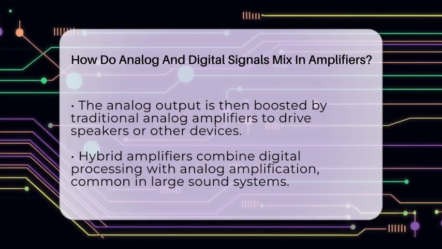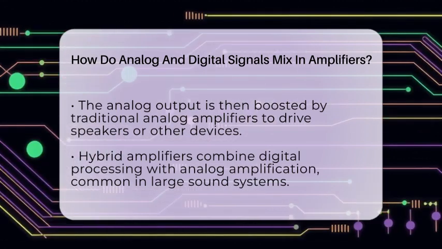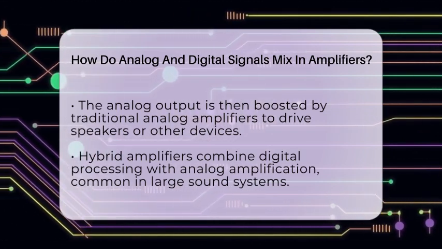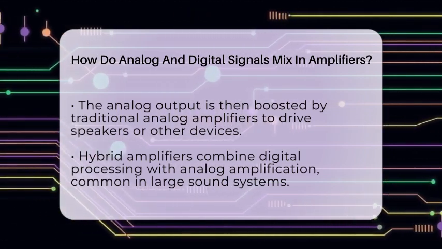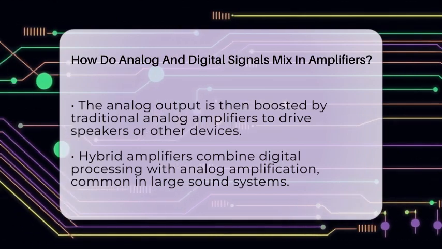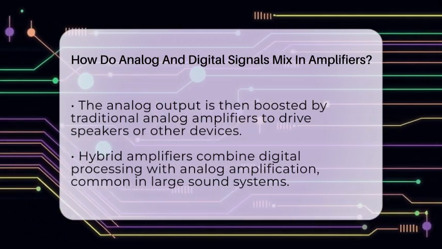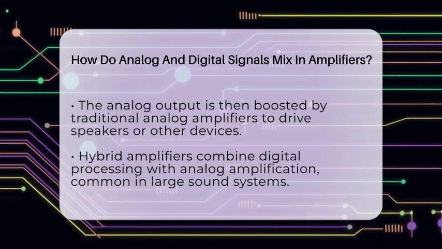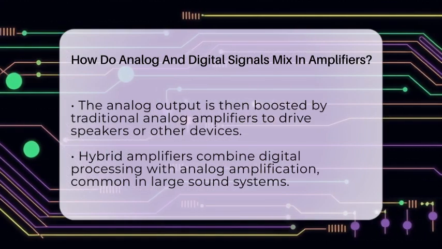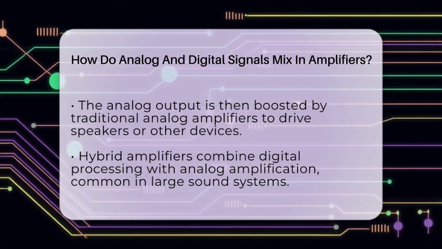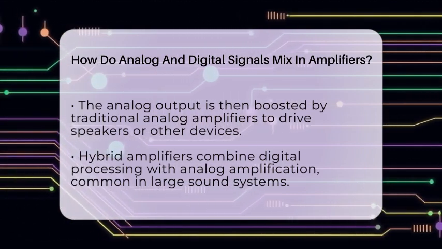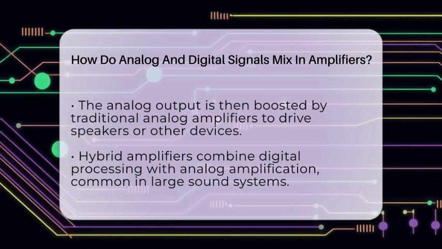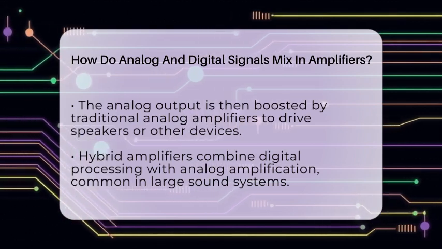For example, a digital mixer can combine several audio sources, then send the combined signal to an analog power amplifier. This setup is common in large sound systems or multi-zone audio setups. Designing these systems requires careful attention to noise, distortion, and latency. High-quality converters with fast sampling rates and plenty of bits ensure the signals stay clear.